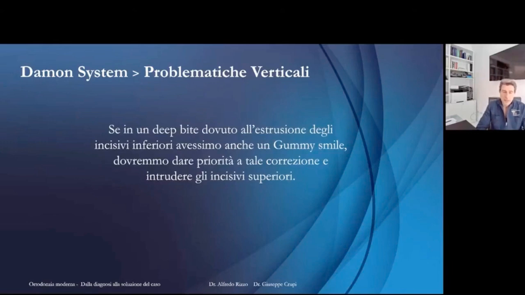If a deep bite was caused by the extrusion of the lower incisors, and we also see a gummy smile in the same patient, we should prioritize the correction of the upper incisors, because we also need to correct the gummy smile. If we put the lower incisors in the correct position relative to the occlusal plane, we will never be able to correct the gummy smile, or, which is even worse, we may stimulate bite opening.